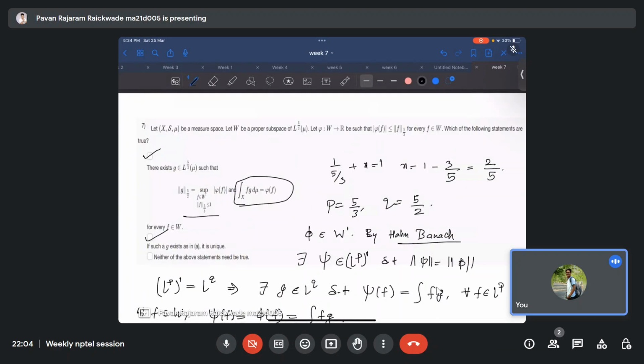So the second option is also correct. If such a G exists, then it is unique. For any subspace, a norm-preserving extension is unique on LP. Yeah, that's good.